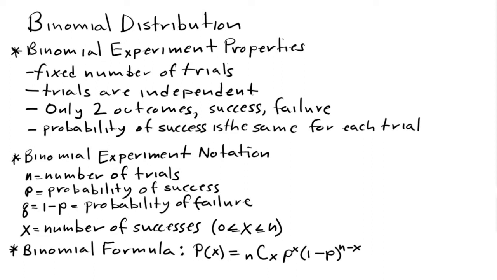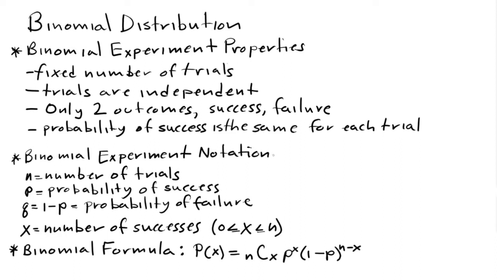The trials have to be independent of one another, so each time you perform the experiment does not affect the next time you perform the experiment. Only two outcomes. Binomial, by two, only two outcomes. You have a success or you have a failure, and that's it. The probability of success is the same for each trial. Also, success and failure have to be disjoint. There's no overlap between success and failure.